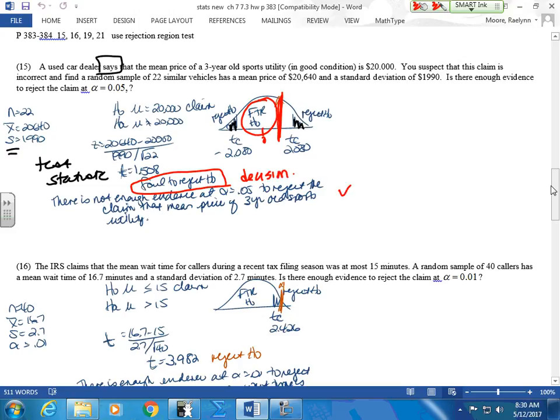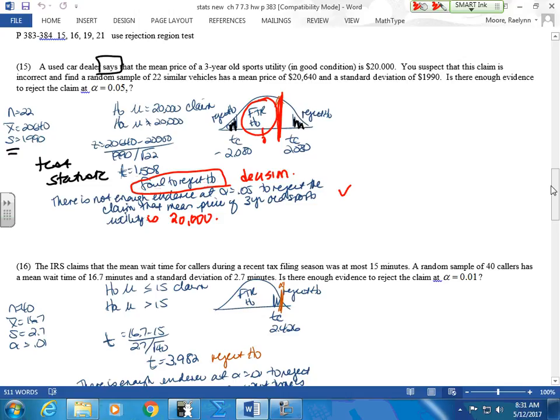This is your interpretation. If you have enough evidence to reject the claim, use the H0. And if I fail to reject it, I have to say there is not enough evidence at a level of 0.05 to reject the claim that the mean price of a sports utility is $20,000. Now that was missing. It is $20,000. Make sure I get all this.